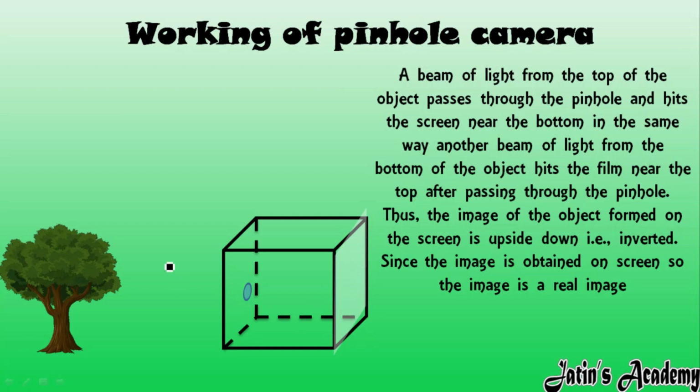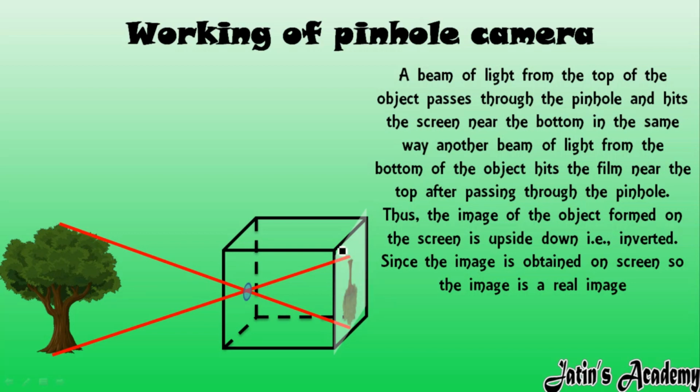See carefully. First of all, a beam of light from the top of the object passes through the pinhole and moves toward the bottom of the screen like this. Whenever the light radiation from the top of the object moves through the pinhole and enters the bottom of the screen, and similarly from the bottom of the object, when a light ray moves in a straight line through the pinhole and goes up toward the top of the screen, it will form the image. Okay, in this way the image is formed.